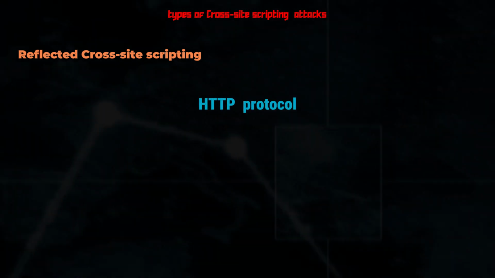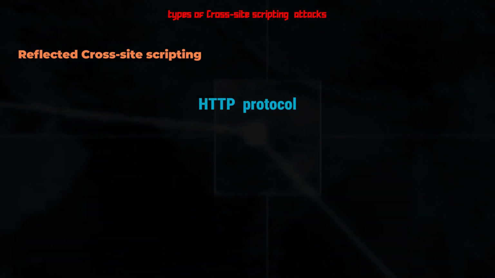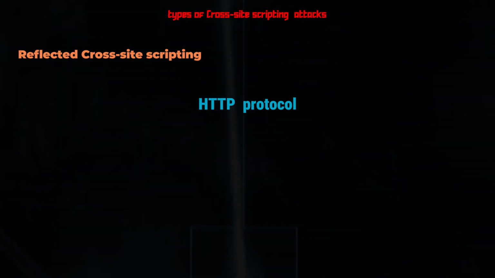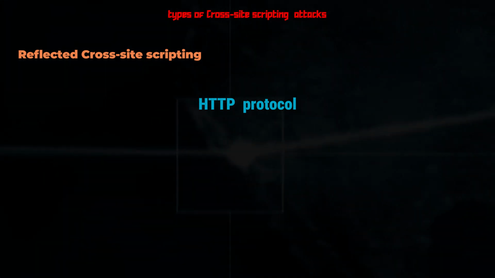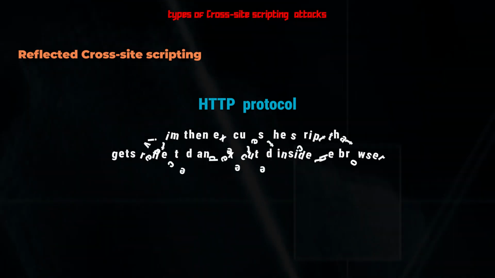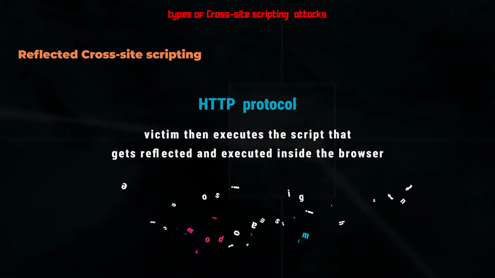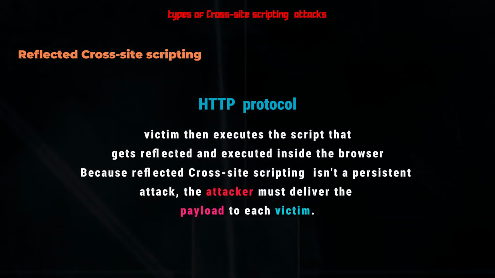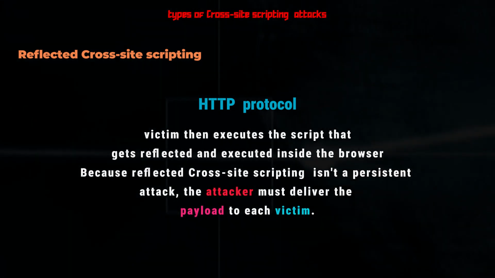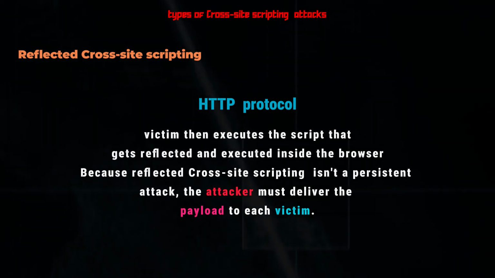The hypertext transfer protocol response that is reflected back includes the payload from the HTTP request. The victim then executes the script that gets reflected and executed inside the browser. Because reflected cross-site scripting isn't a persistent attack, the attacker must deliver the payload to each victim.